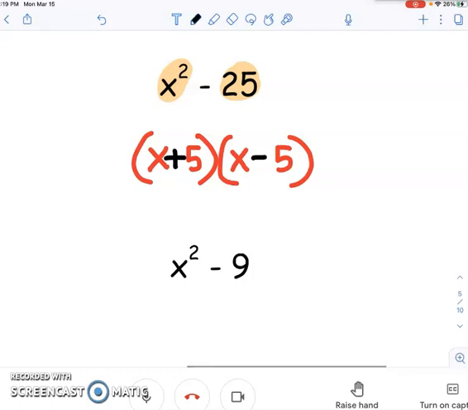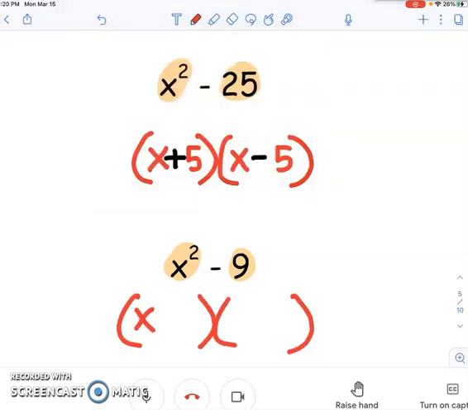Okay, next one. Same thing. First perfect square, second perfect square. See if you can write them. x squared, x times x, 9, 3 times 3, and then remember, one gets a plus, one gets a minus. That's it.